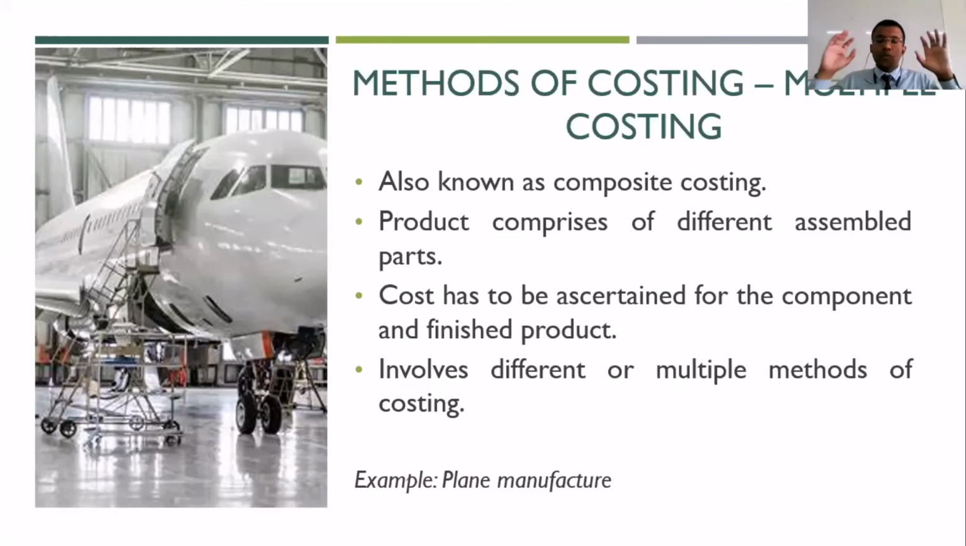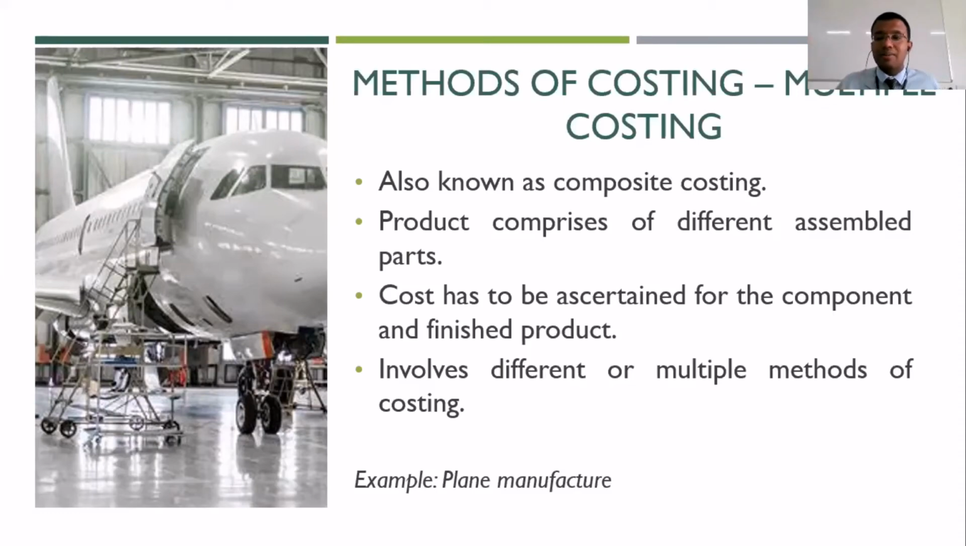So for multiple products, you may be following multiple methods of costing. For example, for manufacturing the engine, you may be following job costing. For manufacturing your wings, you may be following batch costing. To manufacture the body, you may be following process costing. As a result, if you have to determine the sum total of your finished product, you have to add up all of this together and then determine the cost.